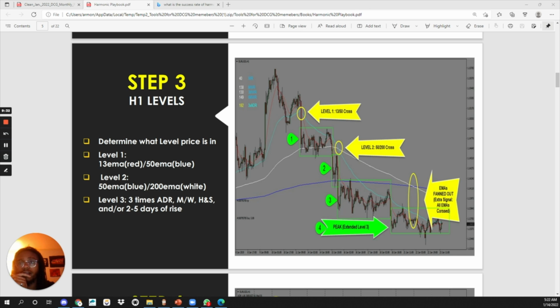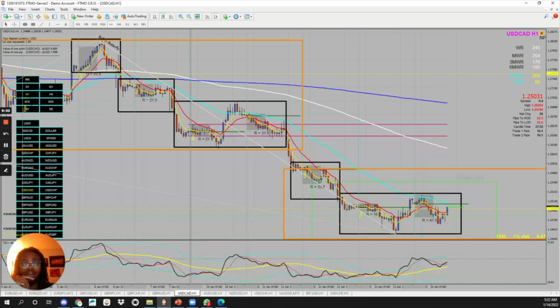So 3 times ADR, and we look for an M or W or head and shoulders, some kind of reversal pattern. So in this example, we had a head and shoulders: left shoulder, head, right shoulder, right? And then it started to reverse. So let's identify our levels. I already identified the levels. That's taken care of. So as you can see, we got the 13-50 cross, level 1. Did we get a 50-200 cross? No, but it is another level of consolidation, which makes this level 2. And in level 3, we don't have any reversal structure, and then it goes straight into peak.